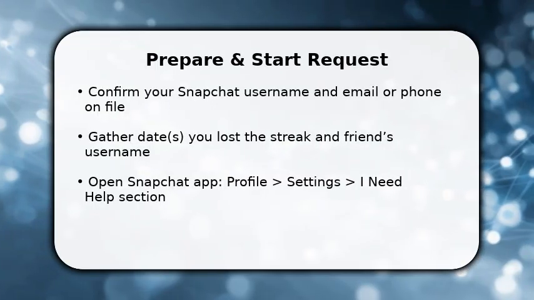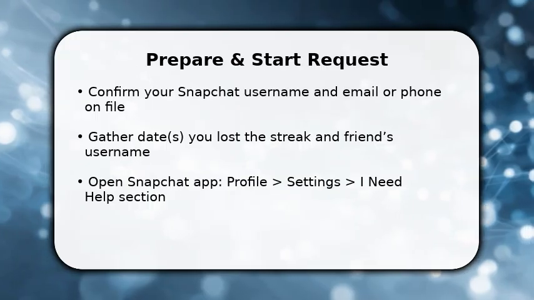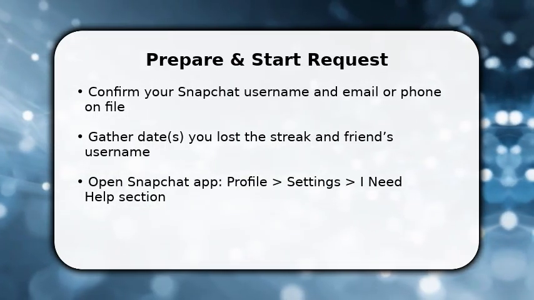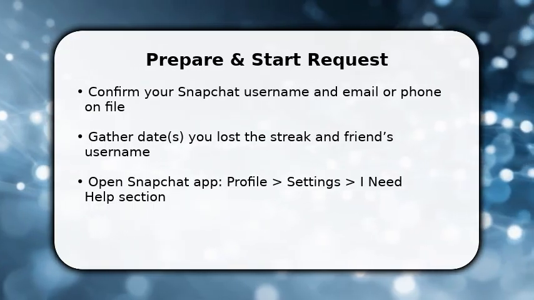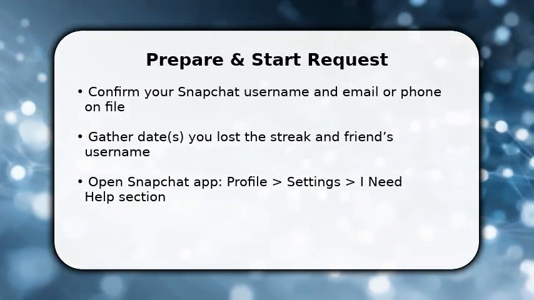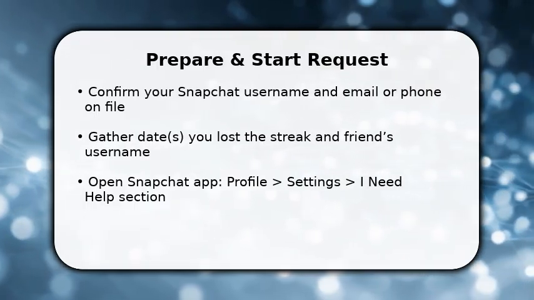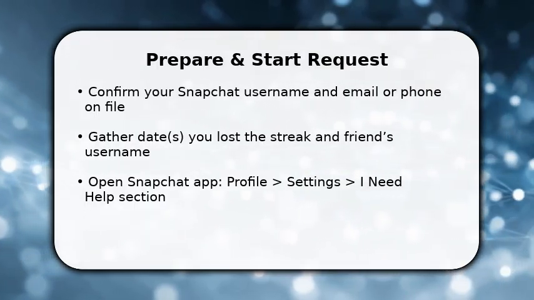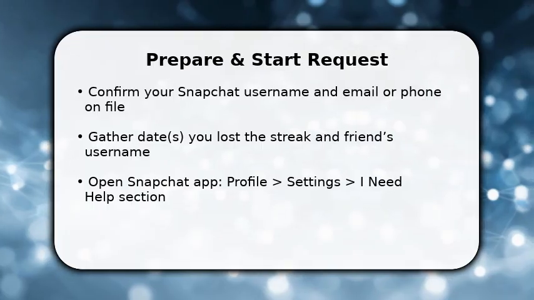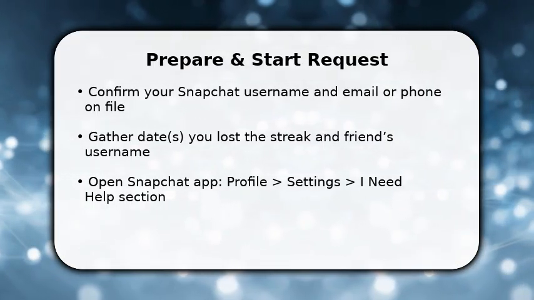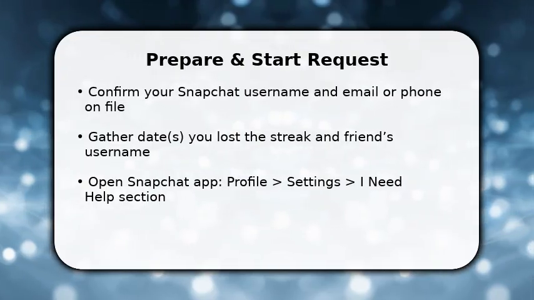You begin by confirming account details and the specific streak date so support can verify. Once done, open Snapchat and go to Profile, then Settings. Choose I Need Help. Next, select the streak's topic and tap Lost a Streak to open the form. Provide your username, the friend's username, and exact date and time when the streak ended. This precise info speeds verification and reduces back and forth with support.